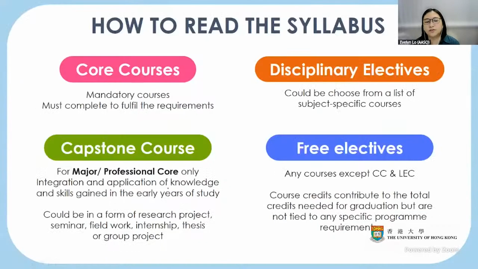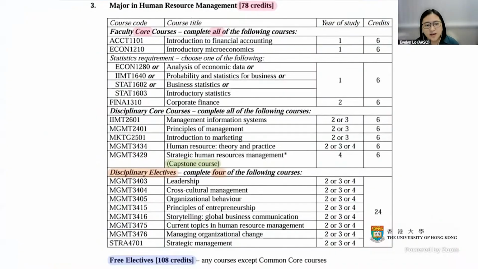And then you'll have to do a capstone course. A capstone course is integration and application of the knowledge you learned in the previous years. It's only for major and professional core, something like a final year project, but it might not be a project. It could be an internship, a seminar, field work, or a thesis. So here you see there is a capstone course requirement. It's one of the core courses. For some other faculties, you might be able to choose from a list of capstone courses, but for HRM, there's only one.